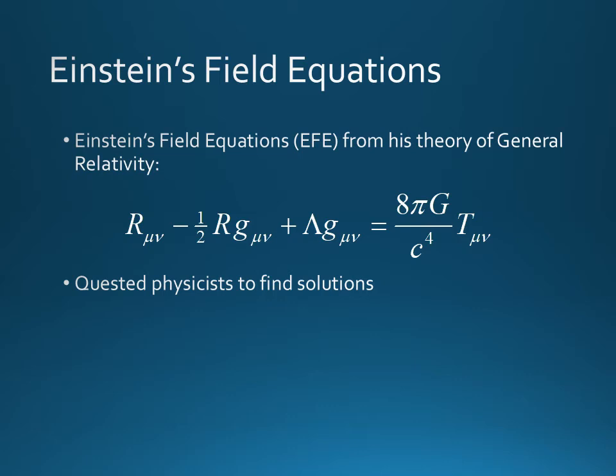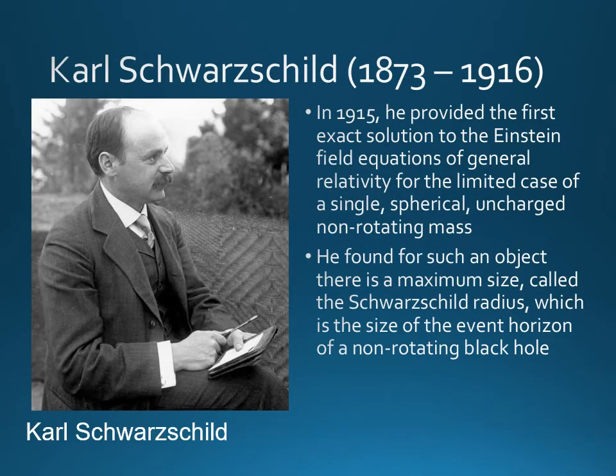When Einstein published his theory of general relativity, the complicated field equations enticed physicists to find solutions. In 1915, Karl Schwarzschild provided the first exact solution to the Einstein field equations of general relativity. It was for a limited case of a single spherical non-rotating mass. His solution led to the derivation of the Schwarzschild radius, which is the size of the event horizon of a non-rotating black hole.